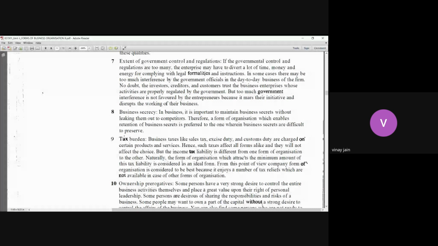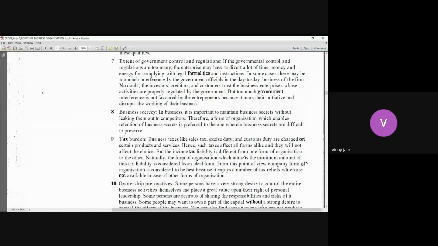Then, guys, we have tax burden. Business taxes like sales tax, excise duty, and customs duties are charged on certain products and services. Hence, such taxes affect all forms alike and they will not affect the choice. But the income tax liability is different from one form of organization to another. Naturally, the form of organization which attracts the minimum amount of tax liability is considered as an ideal form.